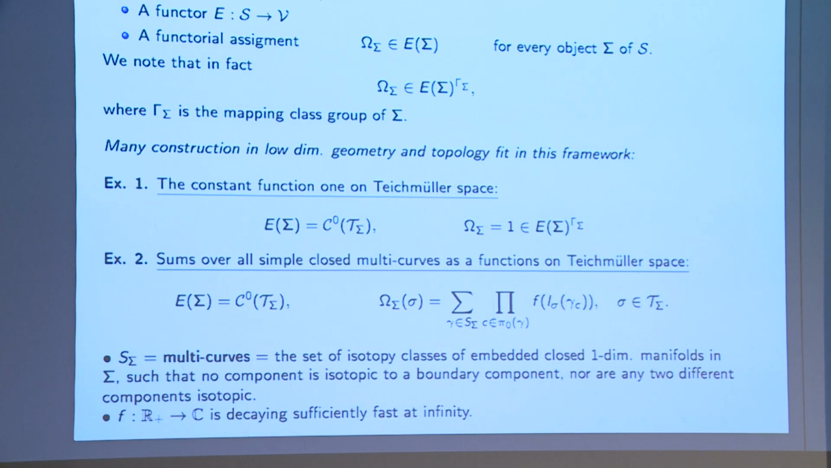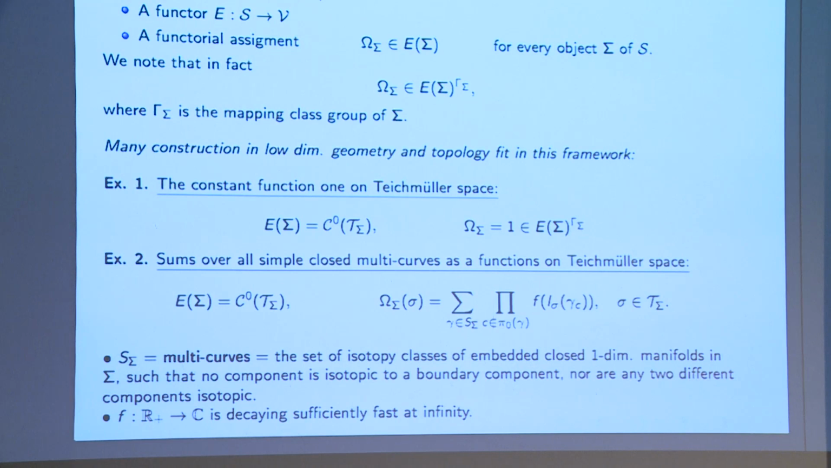Okay, second example, more interesting. Let's take S to be the set of multi-curves. This is the set of isotopy classes of embedded closed one-manifolds in sigma, such that no component is isotopic to a boundary component, nor are any two of the components isotopic. And now I define a function on Teichmüller space also. What it does is sum over the set of multi-curves. You then take the product over the set of components, and apply a sufficiently fast decaying function at infinity to the lengths of each of the components.